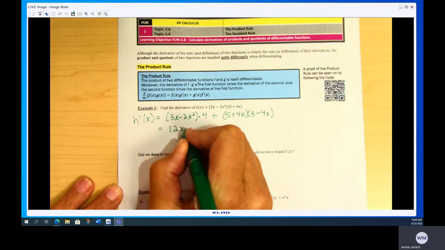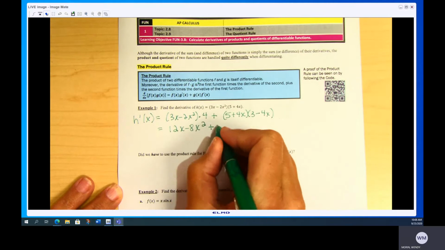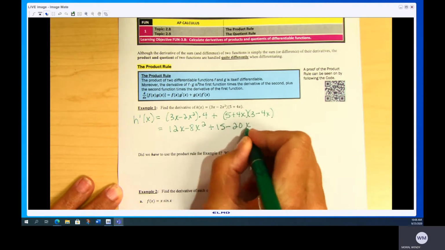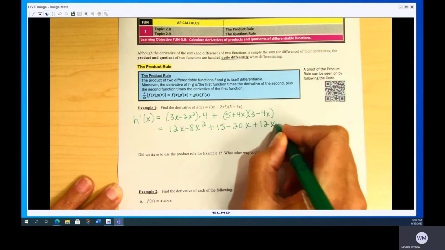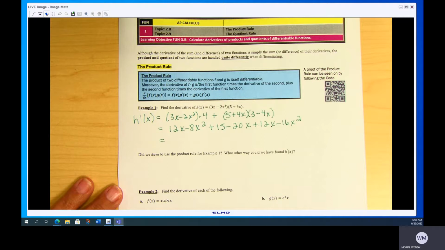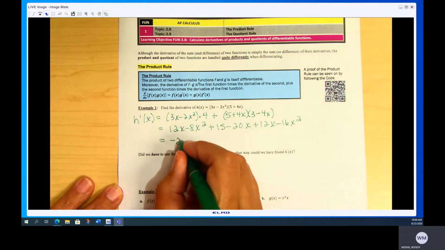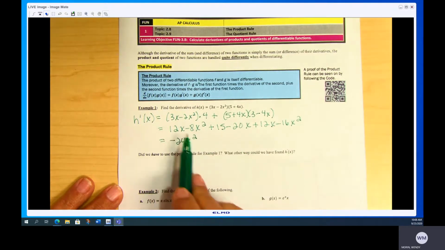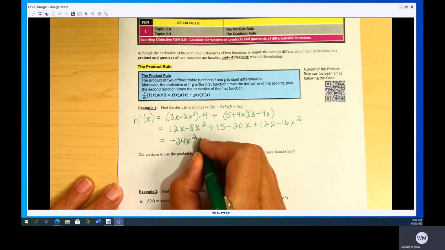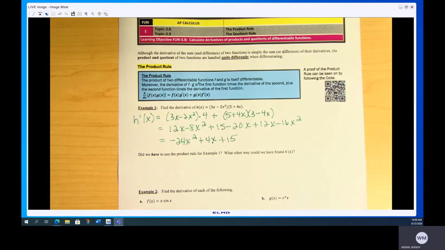Distribute the 4, FOIL, and combine like terms. X squareds, we have a negative 24x squared. Combine the x's and the constants. And that's your answer.